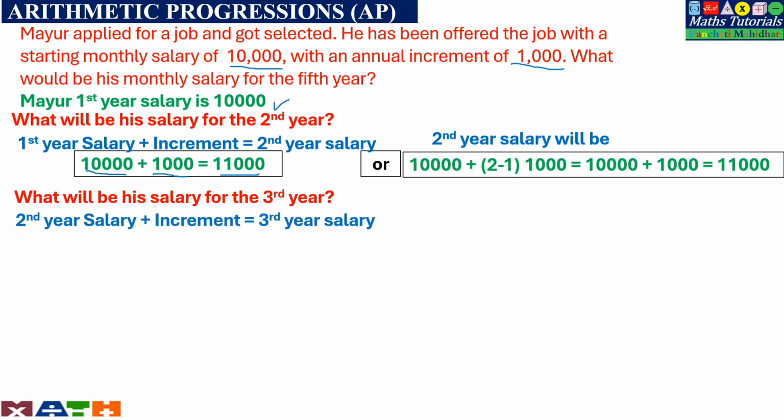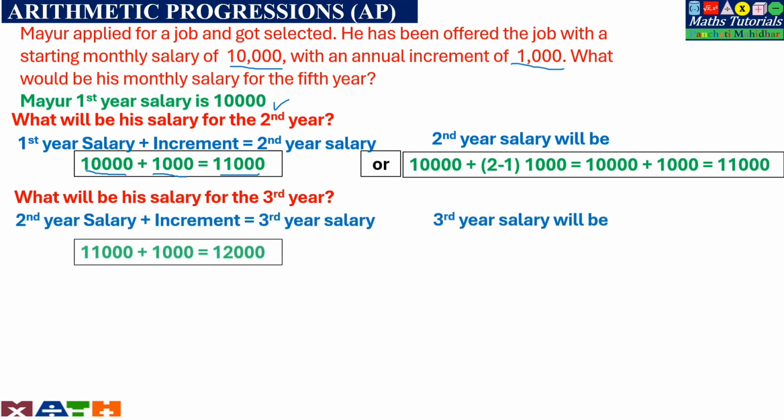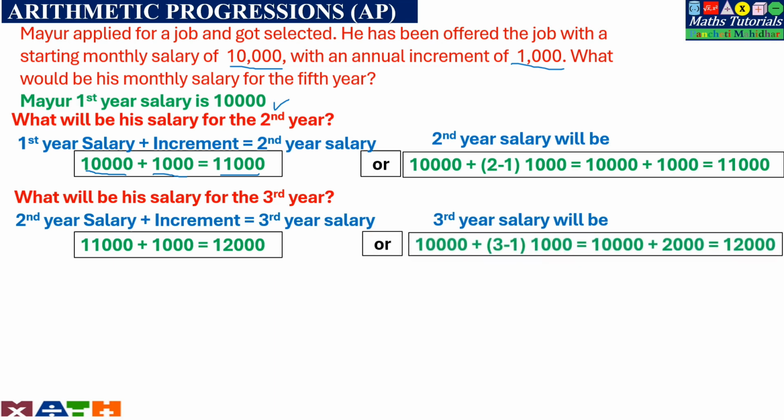Third year salary will be second year salary plus increment. 11,000 plus 1,000 is equal to 12,000. Here an is equal to a, the first term, that is starting salary, plus n minus 1, 3 minus 1 into 1,000, that is 2,000. 10,000 plus 2,000 is equal to 12,000.